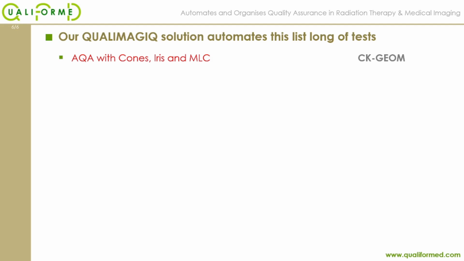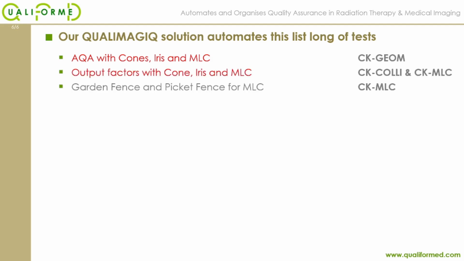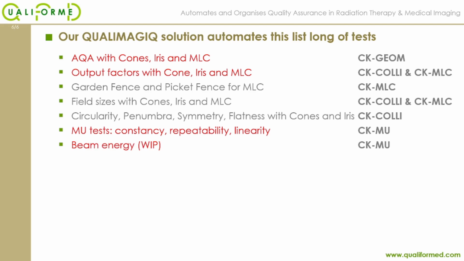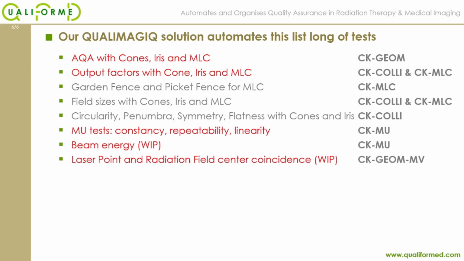We automate the AQA tests and other geometric tests with cones, iris, and MLC, output factors with these 3 collimation systems, the garden fence and picket fence tests for the MLC. We test field size for cones, iris, and MLC, circularity, penumbra, symmetry, flatness for cones and iris. We carry out tests of MUs with our CK imager to evaluate their constancy, repeatability, and linearity. Soon, we will complete these tests on the MUs by testing the beam energy and the geometric tests by testing the laser point. We also automate the isocrystal test.